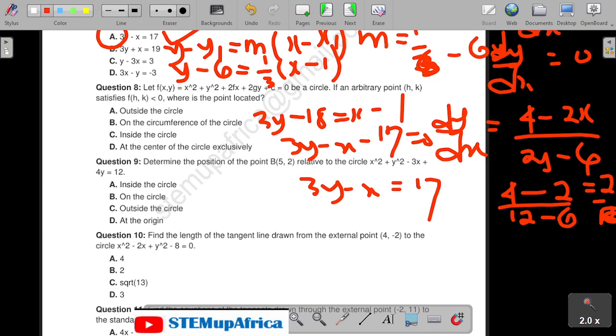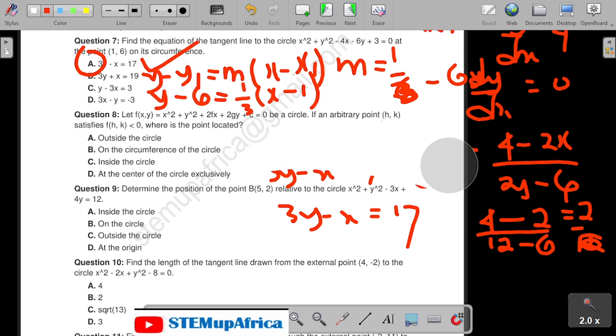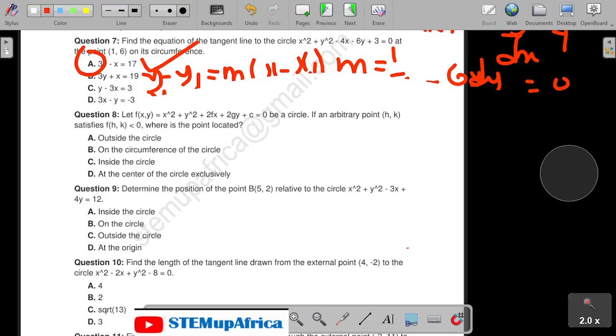So let's check question 8. Let's look at question 8. So let x and y be a function of this to be a circle if the arbitrary points h and k satisfy that the potential k is less than 0. The points are what? Outside the circle, on the circumference of the circle, inside the circle, at the center of the circle, exclusively no. Inside the circle, that should be the point. They are inside the circle.